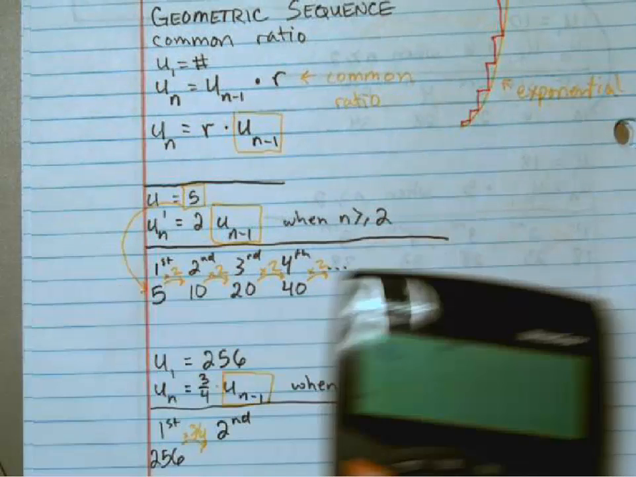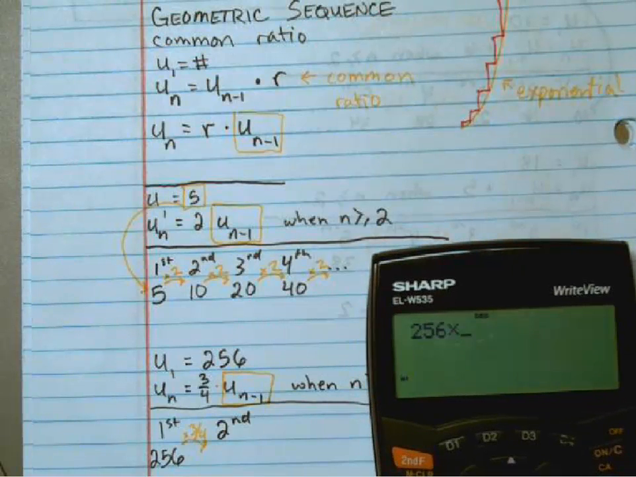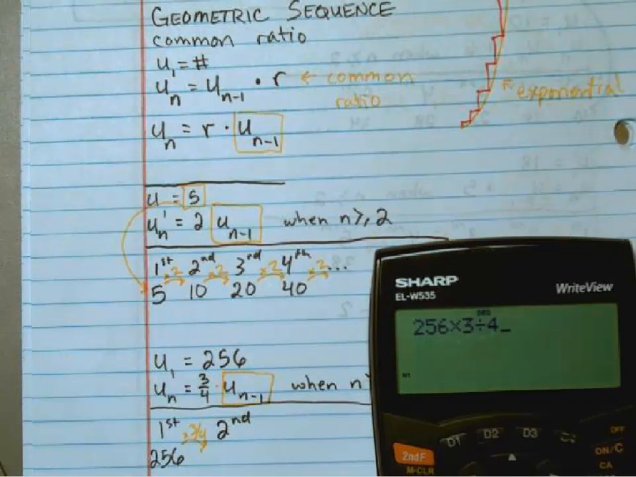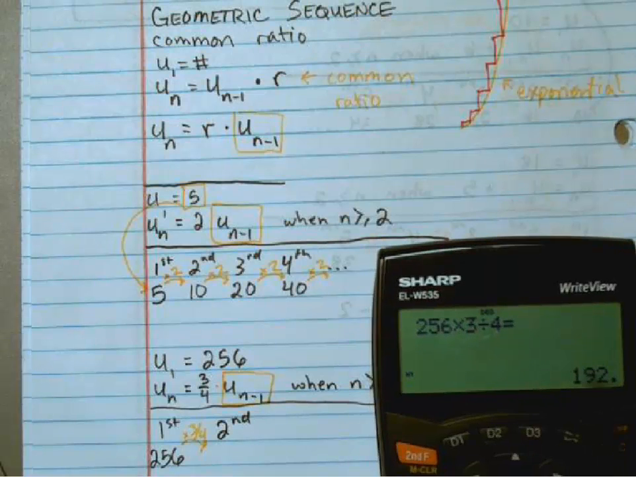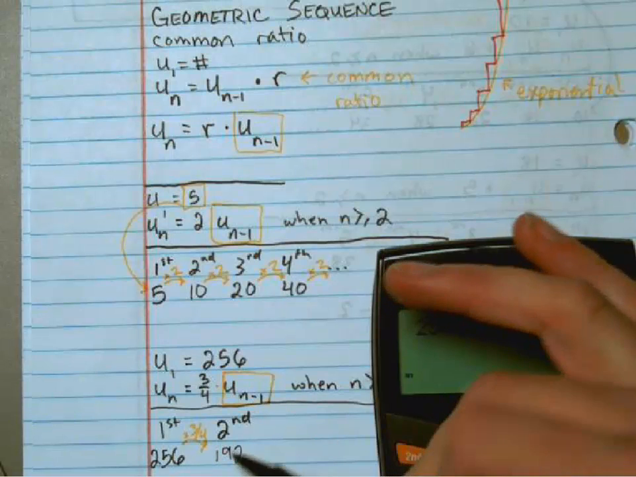So let's see, I got to grab my calculator for this. 256 times 3/4. Well, how do I put in 3/4 on my calculator? This calculator will let me put in fractions, but you may not have one that does. So we can put this in like this, 3 divided by 4. That'll work. Oh, I get 192. So the second term is 192.